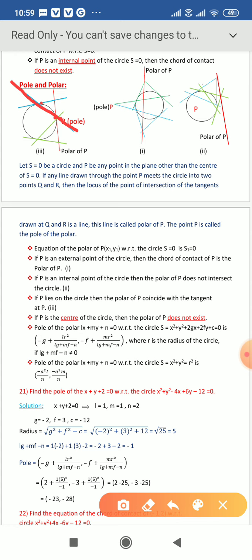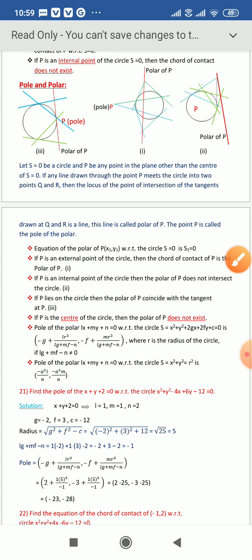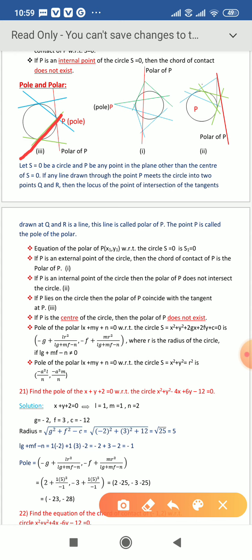Draw the tangents from these points, blue color tangents. This is one tangent and this is another tangent. This is the point of intersection of the tangents. Next, draw another secant line from P. You observe the green secant line. This is the green secant line drawn from the point P. This secant line cuts the circle at this point and at P.